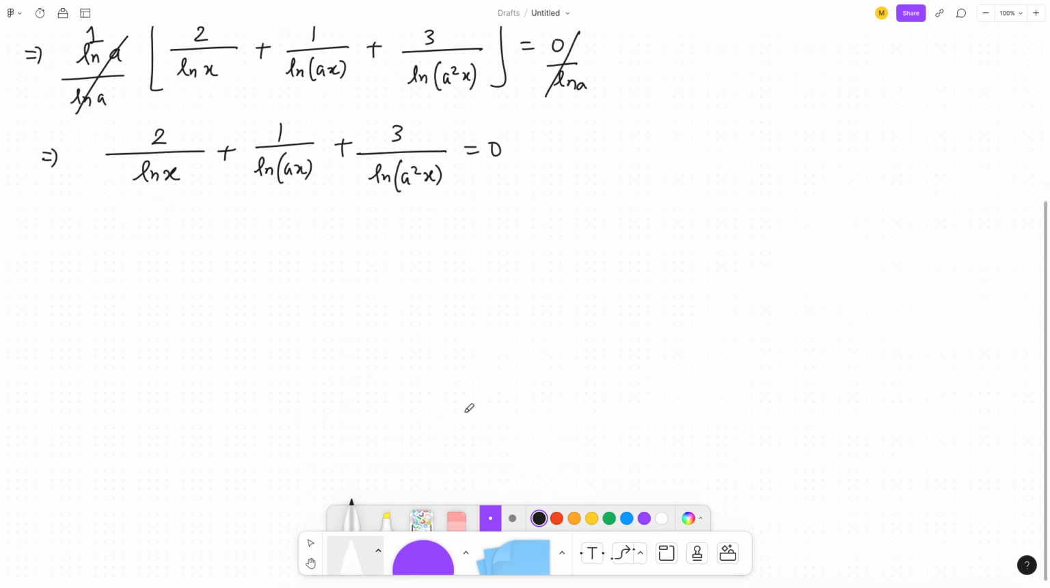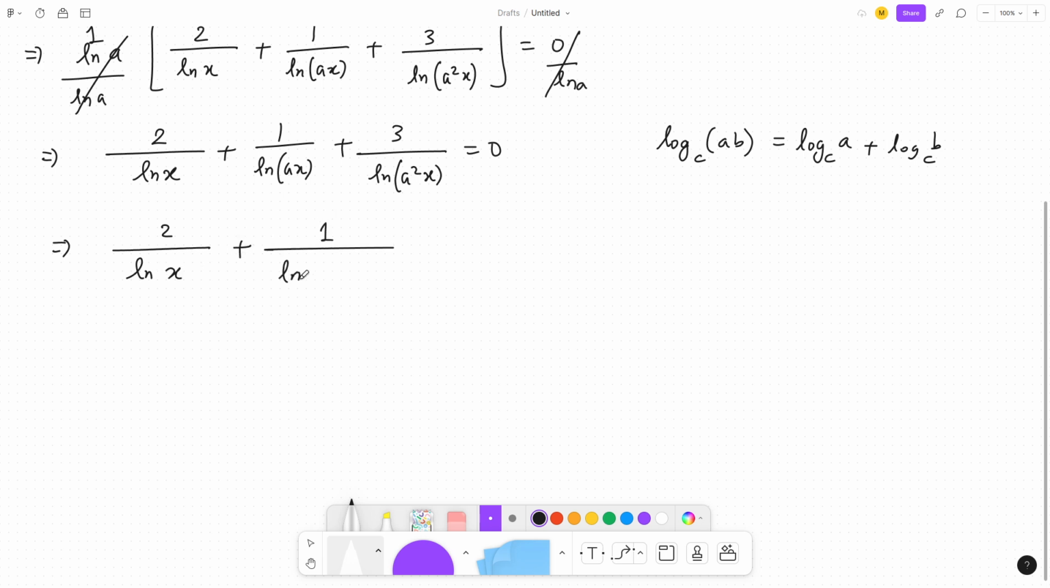Now let's see how to proceed with this. We have this property: if you have log to some base c of a times b, the product can be converted into a sum. So this is one more property of logarithms: log a base c plus log b to base c. So this can be written as 2 over natural log of x plus 1 over natural log of a plus natural log of x plus, now if you notice this, natural log of a square times x can be written as natural log of a square plus natural log of x.